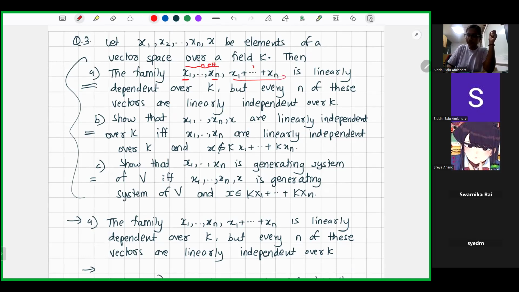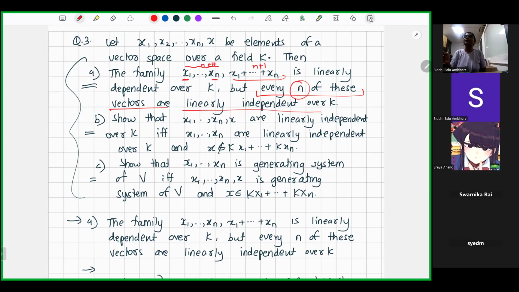And this is the n plus 1th element. And then they are saying every n of these vectors, because they know there are n plus 1 vectors, then we have to talk about every n. So if I choose n from this set, I need to prove that those n form a linearly independent set. So what they are saying is, in this family of n plus 1 vectors, when I talk about all n plus 1 elements collectively, they form a linearly dependent set.